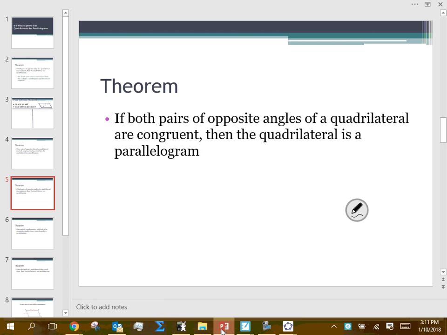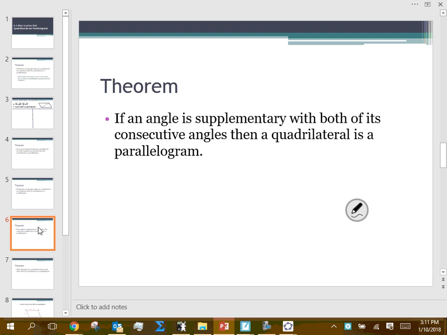Let's see here. Kind of running out of time. If both of an angle's consecutive angles are supplementary to it, then the quadrilateral is a parallelogram. If an angle is supplementary to both of its consecutive angles, it is a parallelogram.